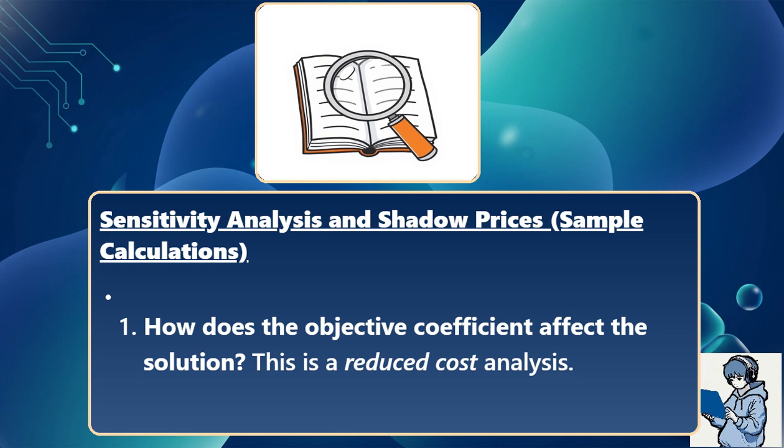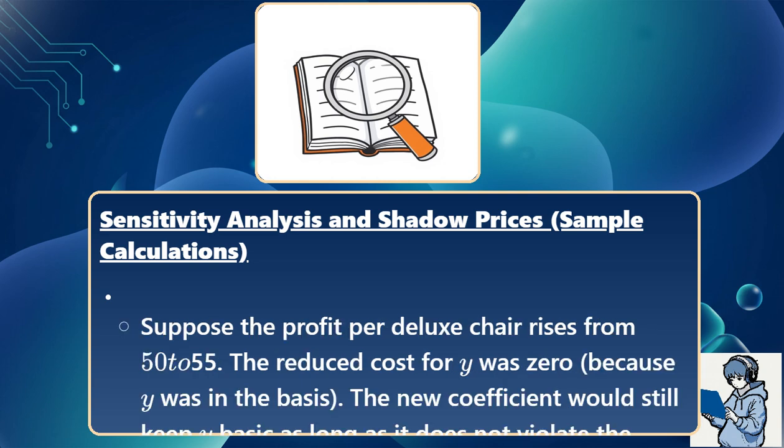Number 2, how does the objective coefficient affect the solution? This is a reduced cost analysis. Suppose the profit per deluxe chair rises from $50 to $55.